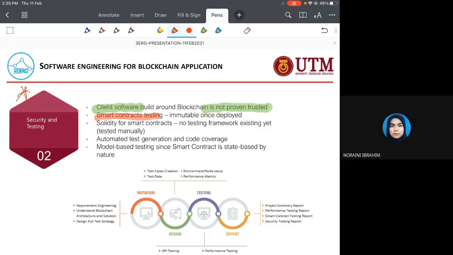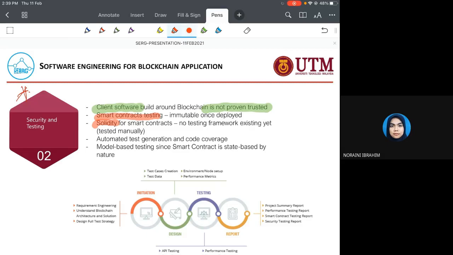Even though the smart contract concept is very powerful, the smart contract lacks a testing framework. Meaning that until today there is no specific or standard framework for how to test the smart contract. And for Solidity, the programming language for smart contracts, no testing framework exists yet, to my knowledge until today. If there is any testing framework, you can share it with us after this.